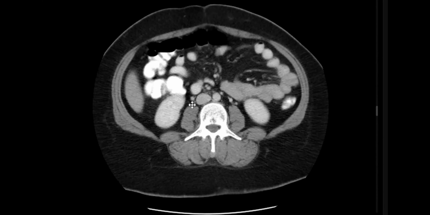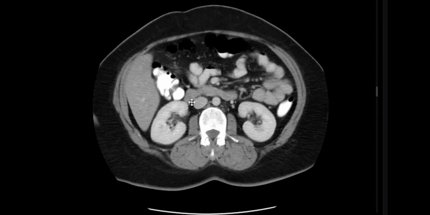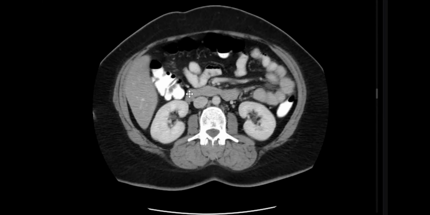Just revise the anatomy. This is the psoas. Two structures run anterior to the psoas: the ureter and the ovarian vein. The ovarian vein on each side, or we can call it the gonadal vein because in males it is the testicular vein. And here it joins the IVC at about 10 o'clock.